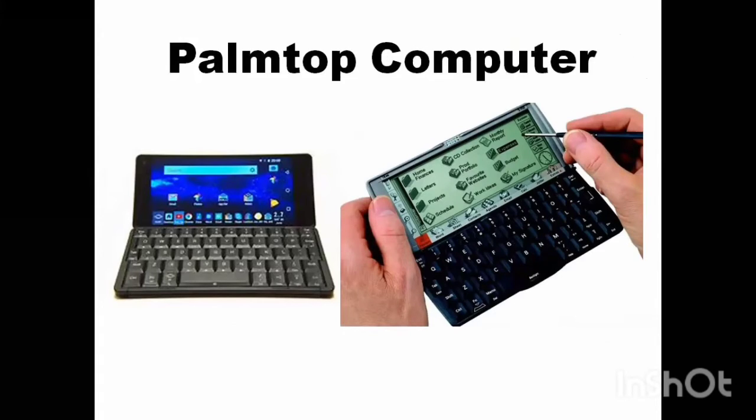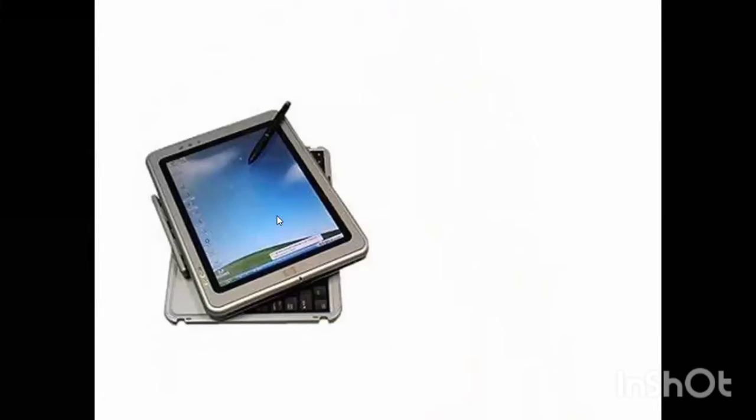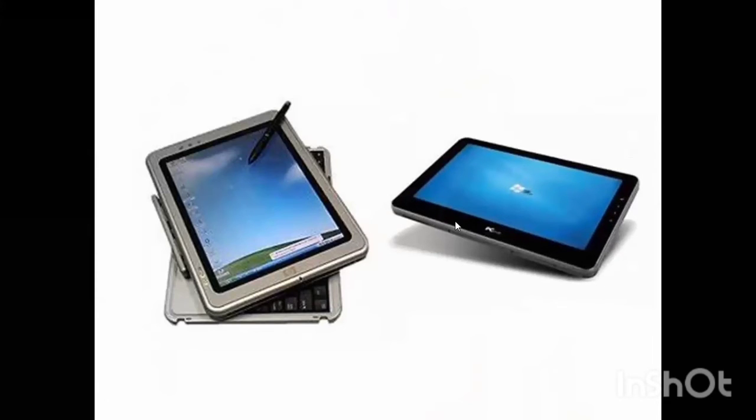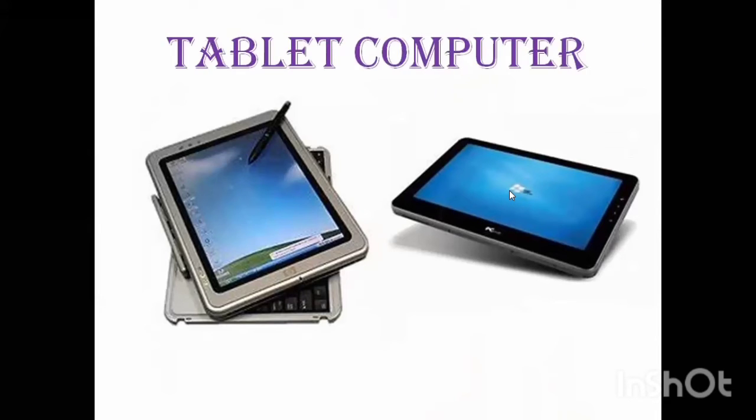We'll see palm top. This is palm top. Tablet will be a little different. Tablet will have no keyboard. Your keyboard is here, but in a tablet, keyboard will not be there like this. Directly only the screen you will see. Next is the tablet computer. This is not palm top. This is tablet computer.